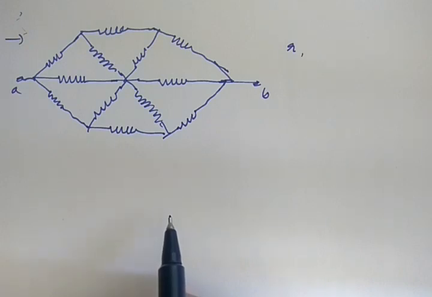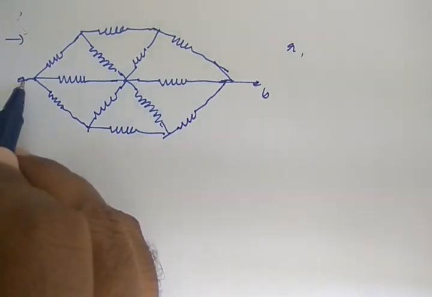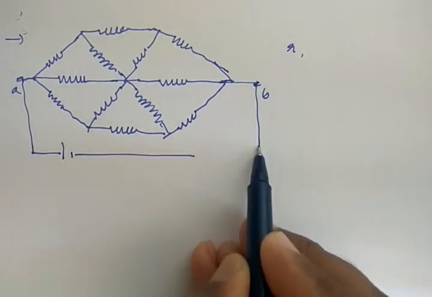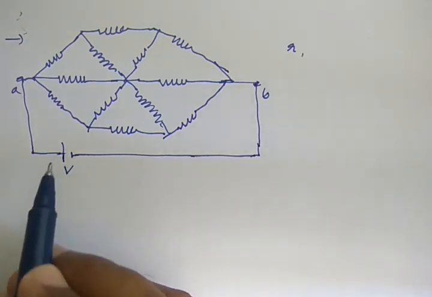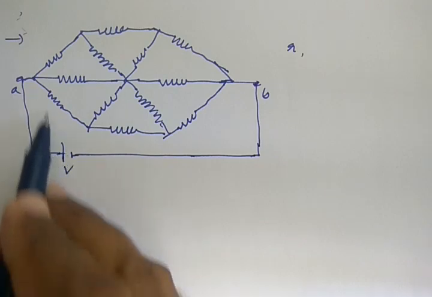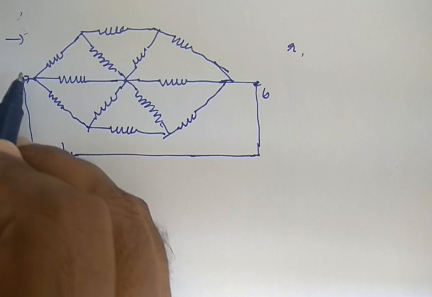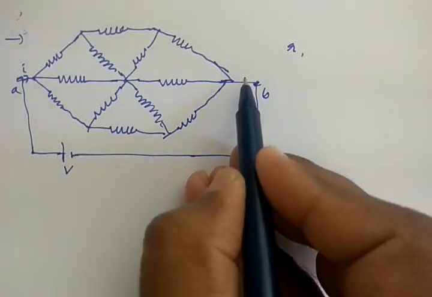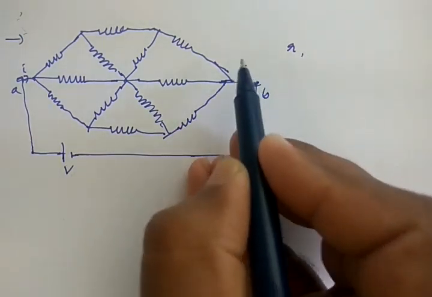Now to find the answer, you first connect a battery here. Let us say a battery of EMF, let's say V. So when you connect the battery, a current will go through the circuit. Consider I is the current that is supplied by the positive terminal of the battery. Then I must come back to the negative terminal of the battery.